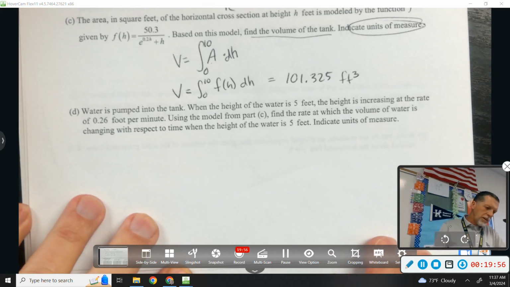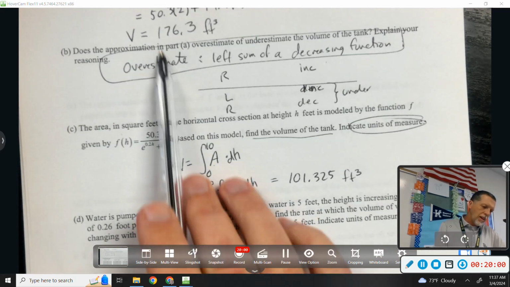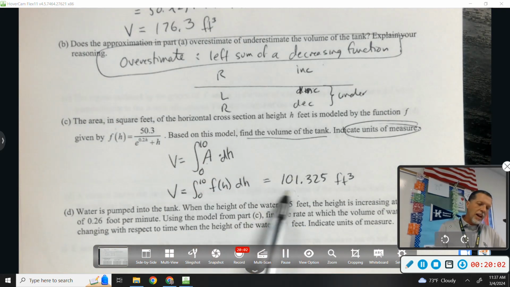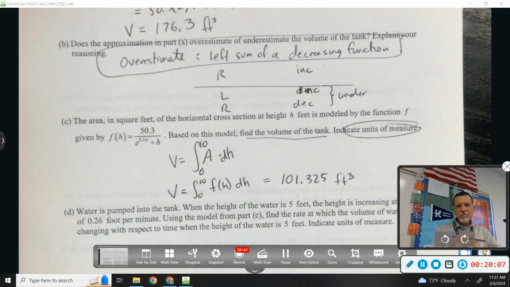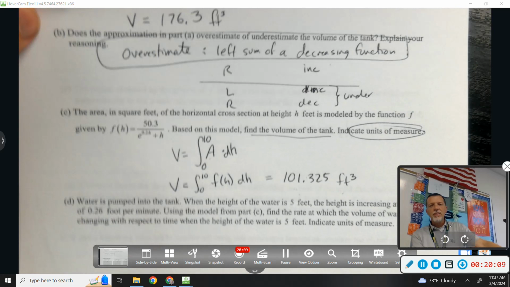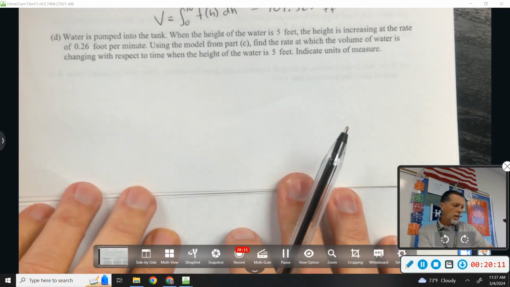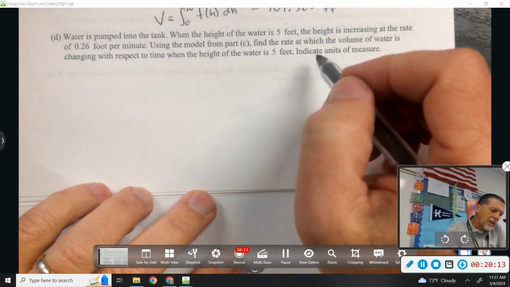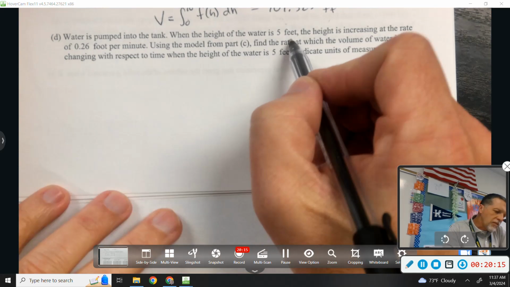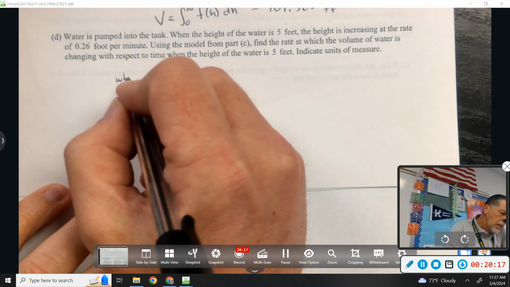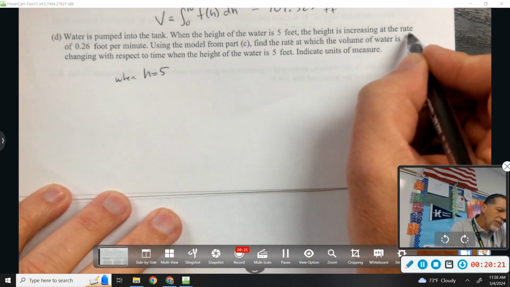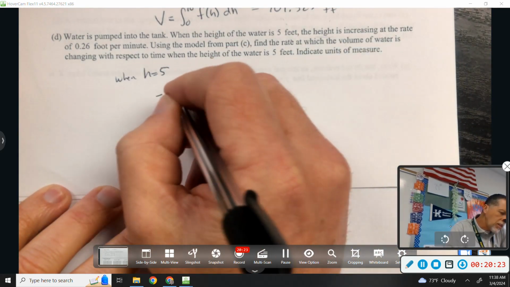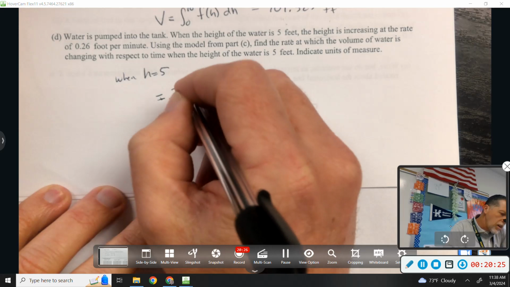Water is pumped into the tank. Oh, by the way, just a side note: we got the exact volume to be 101, and we got our overestimate to be 176. So those two ideas kind of fit together. Water is pumped into the tank. When the height of the water is 5 feet, so when h equals 5, the height is increasing at a rate of 0.26 feet per minute.